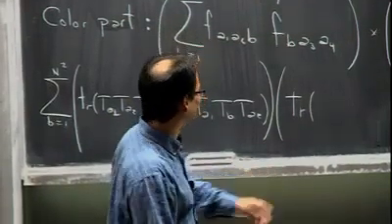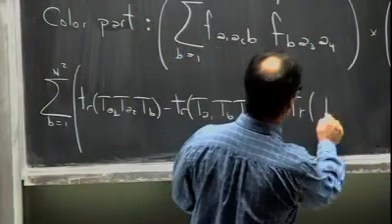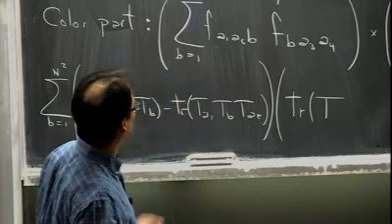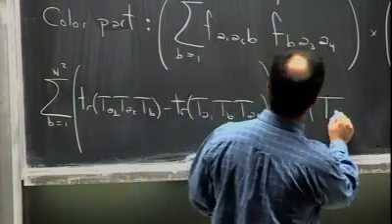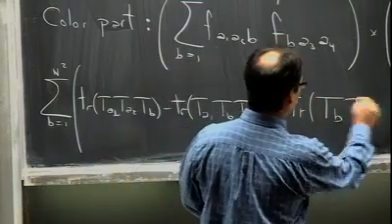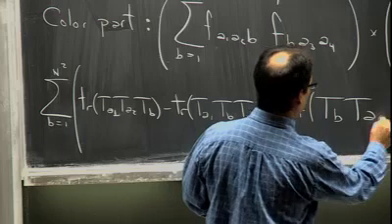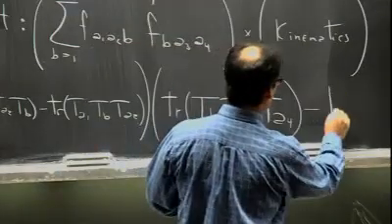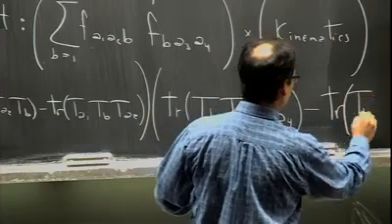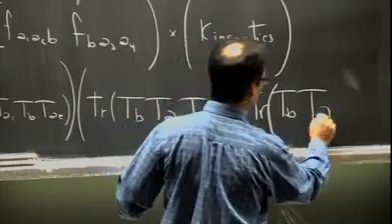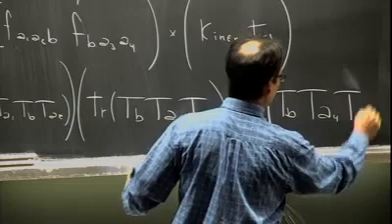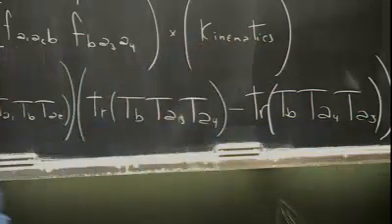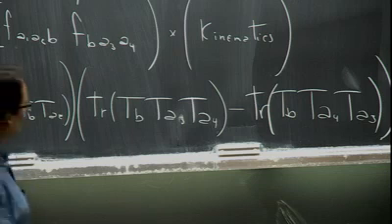So we have the trace of T^B, T^A3, T^A4, minus the trace of T^A4, T^A3, T^B. So that's good. I thought I had made a mistake somewhere, but okay.